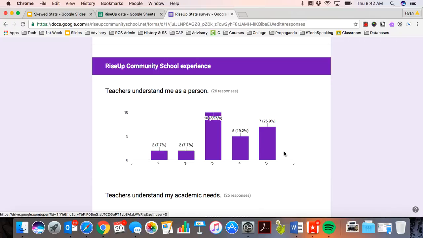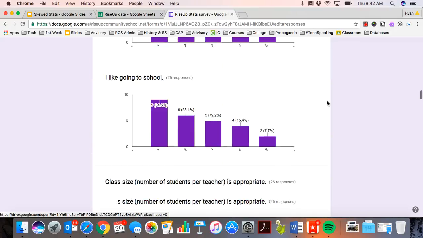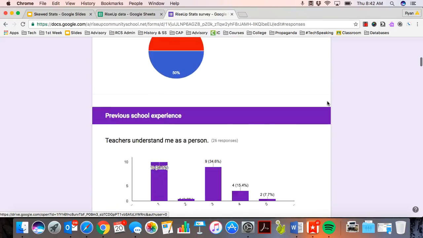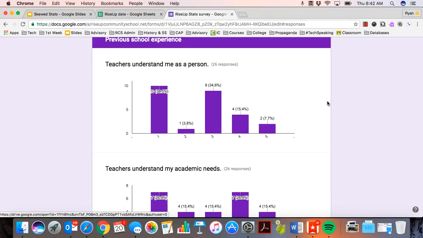Teachers understand me as a person. It looks like the vast majority agree with this. This number 3 is kind of neutral. And it looks like there's only 4 students that disagree that teachers understand me as a person. Whereas if we compare that to previous school experience, you can see that the numbers are pretty low.